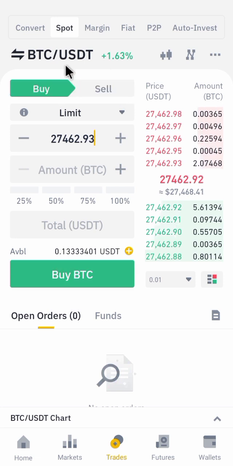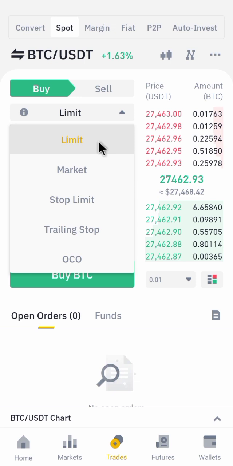Now I want to go with the buy, so you see we have what is called limit. When you click limit, it means you want to trade at a specific price, and we have the market here. With market, you want to trade at the real value of the market price.